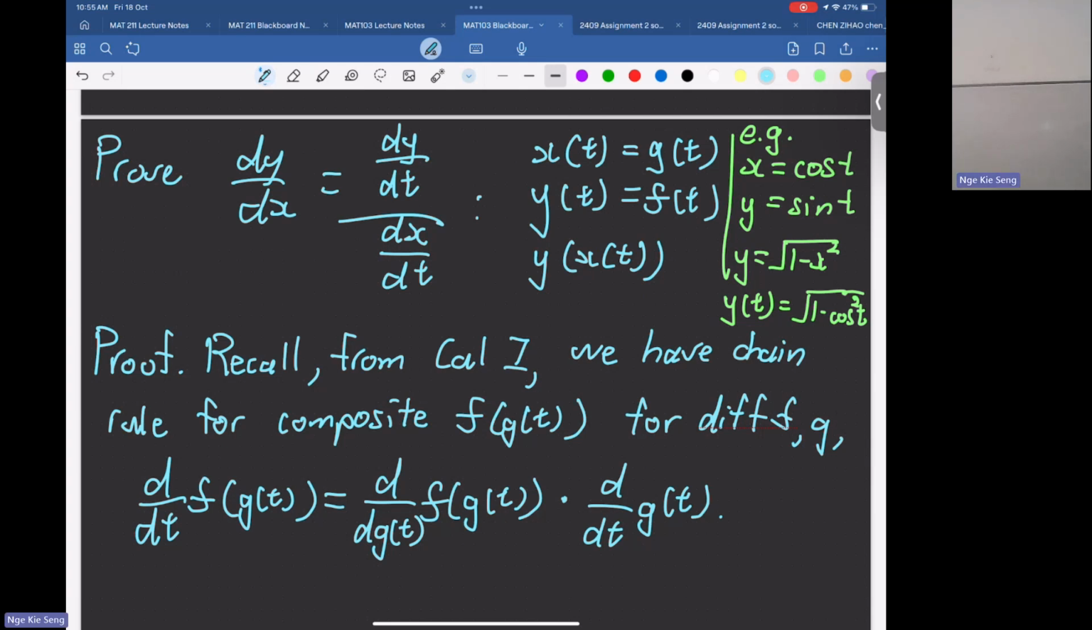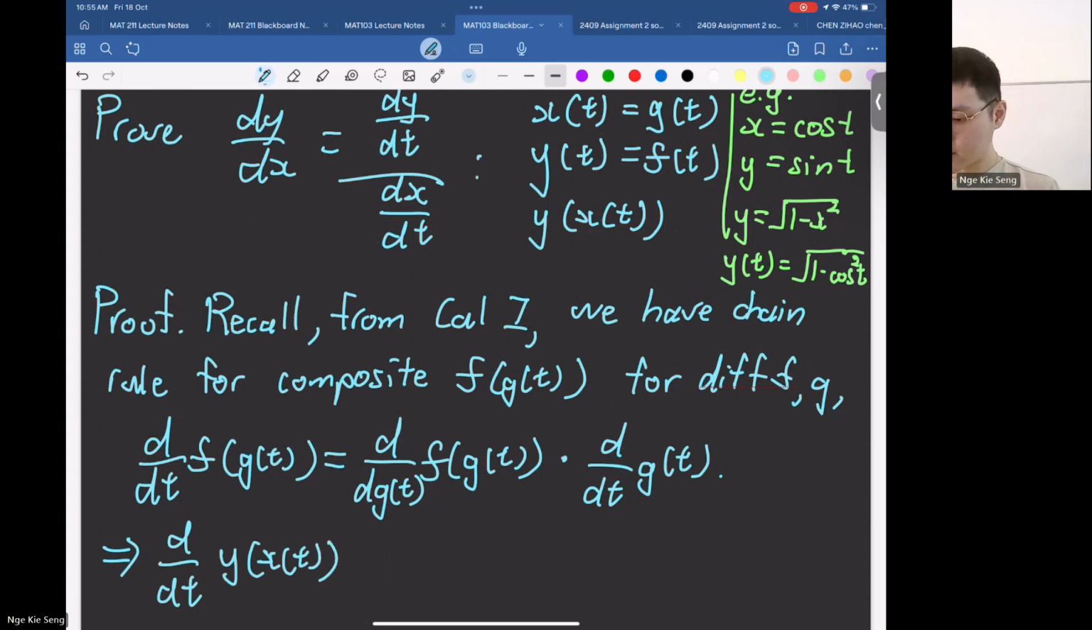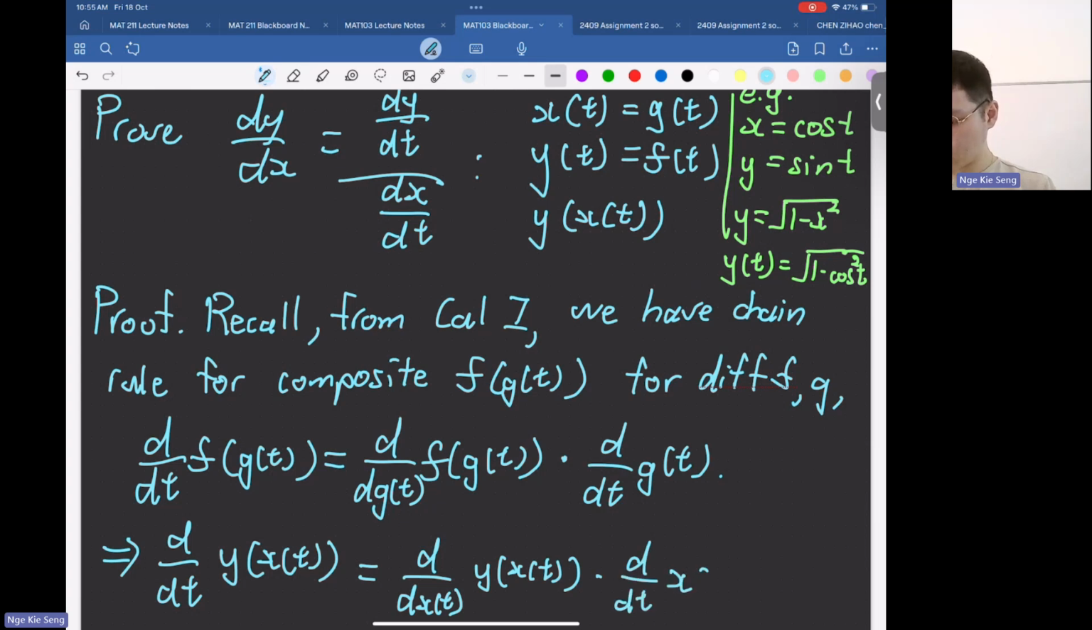If we sub everything in, what do we have? F of G of t gives us y of x of t. Then G of t is x of t, and F of G of t again is x of t, and then d of d t is x of t.